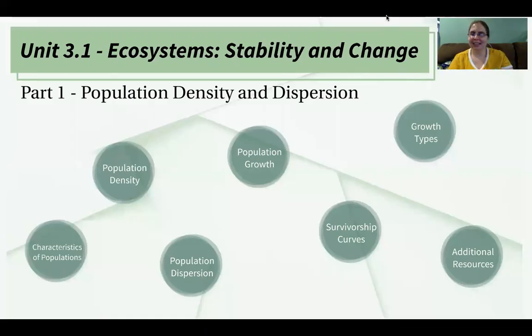Hey guys, welcome back. This is Unit 3.1, Ecosystem Stability and Change. We're going to start off with Part 1 notes, which looks at population density and dispersion. So what do you say we go ahead and get started with this? All right, let's go.